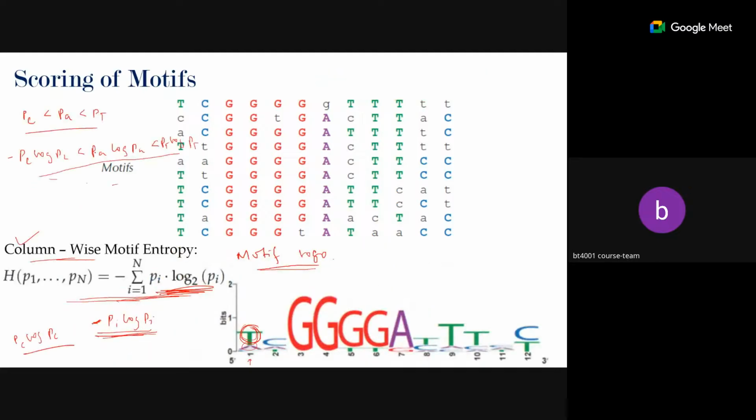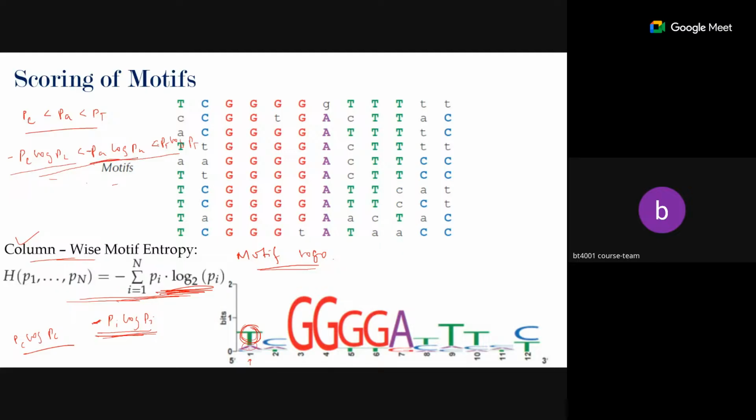This is not p_A times logarithm of p_A, this is the negative of p_A times logarithm of p_A. These values will be smaller accordingly, because the probability values are smaller. I don't know the exact values, you can count them up. So now we compute the negative of p_C log p_C, and whatever the value is, that will be the height of C at position number 1.